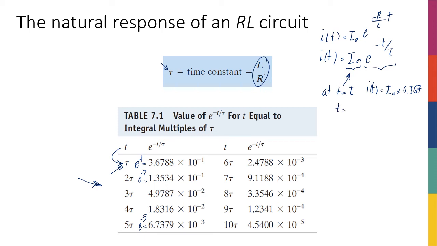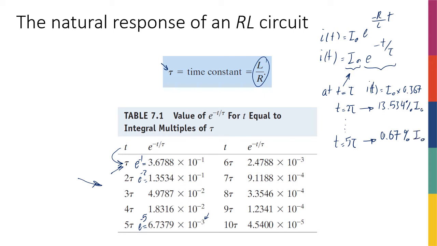At t equal to 2 tau, this is going to be 13%, so 0.135, which is 13.534% of my initial value, right? If I continue this, at t equal to 5 tau, I'm going to get to 10 to the negative 3, so this is going to be 0.67% of my I naught, right?